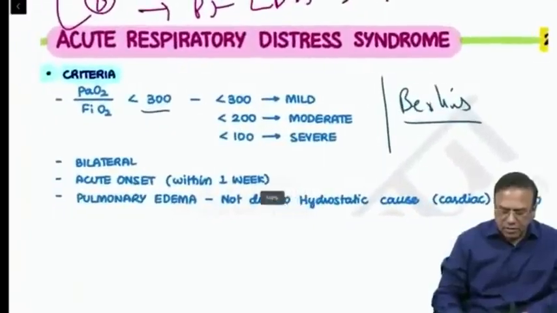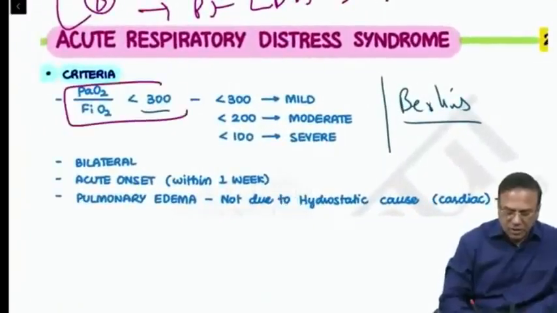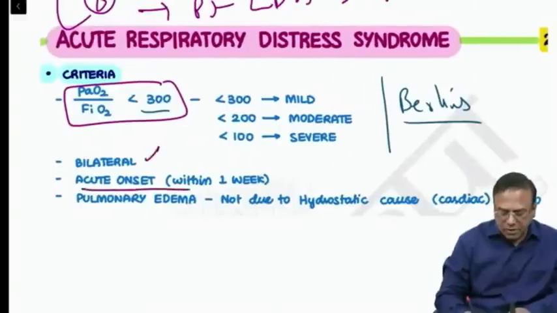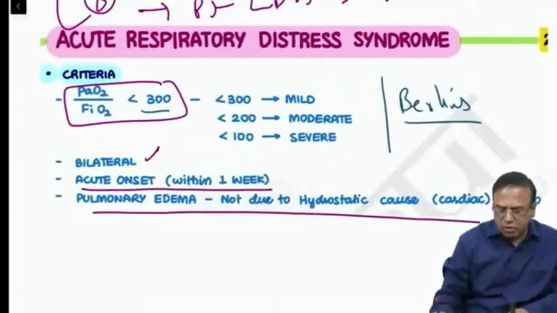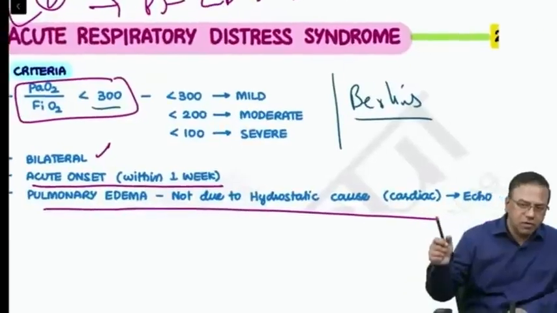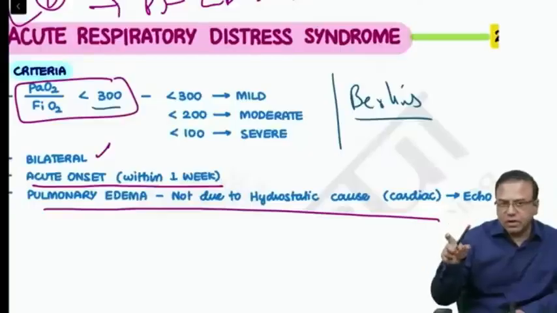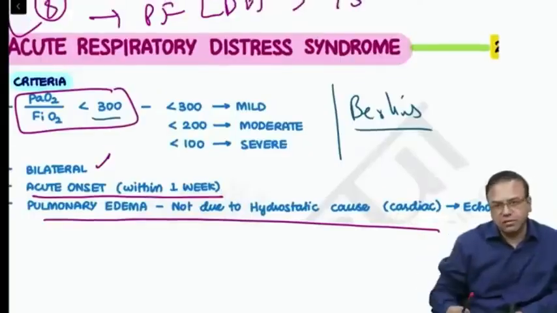When you look at ARDS, the PF ratio should be less than 300. PO2 FiO2 ratio less than 300. It must be bilateral, it must be acute, and it should not be due to a cardiac cause. This is the main thing for us: echo should not show LV dysfunction. If LV dysfunction is there, it is cardiac edema, not ARDS.